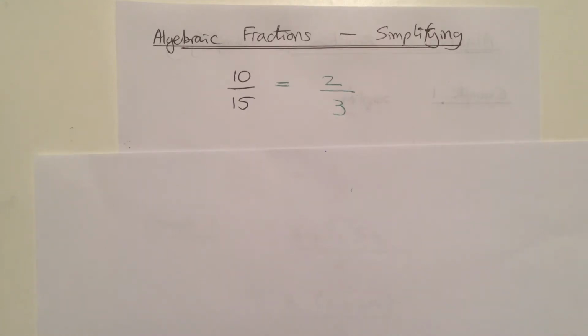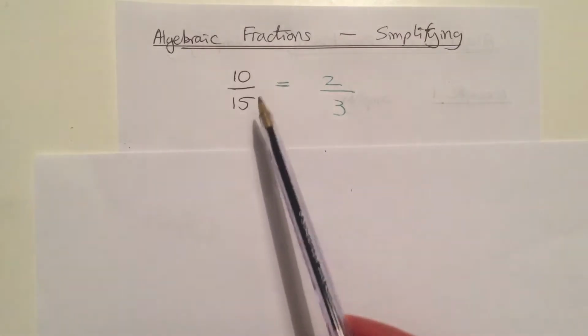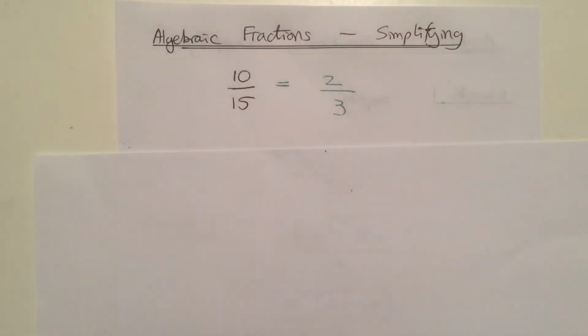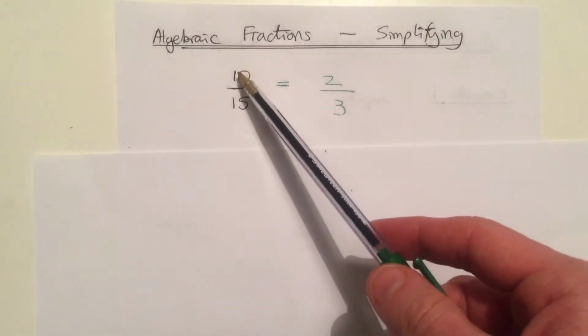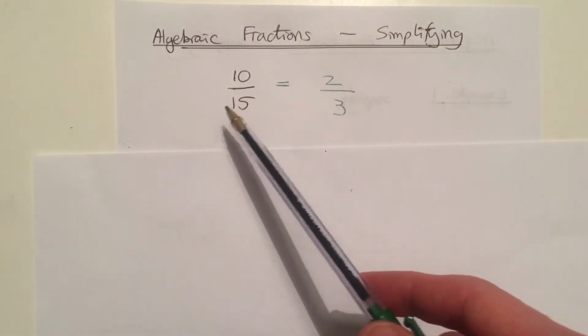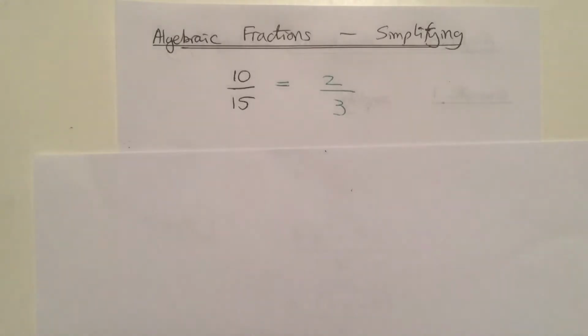This video is about simplifying algebraic fractions. It's exactly the same technique as when we're simplifying regular fractions. So I've got a very simple fraction there, 10 over 15, and you all know that when we simplify that, we get 2/3, because 5 is a common factor of 10 and 15, and if I divide 10 by 5, I get 2. If I divide 15 by 5, I get 3.